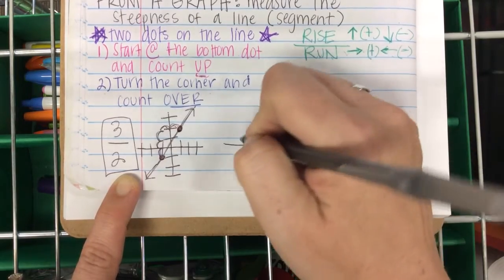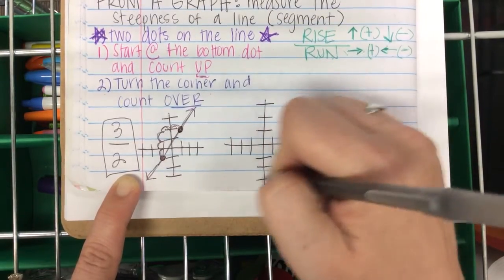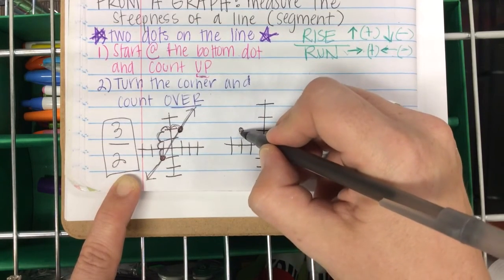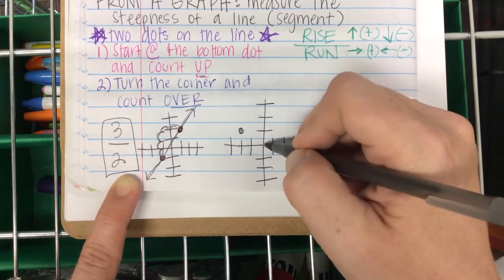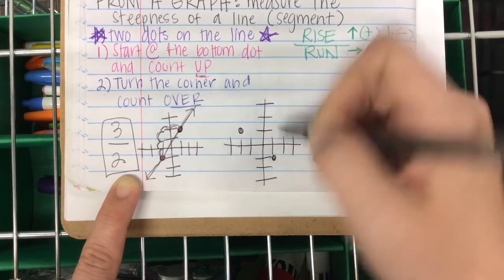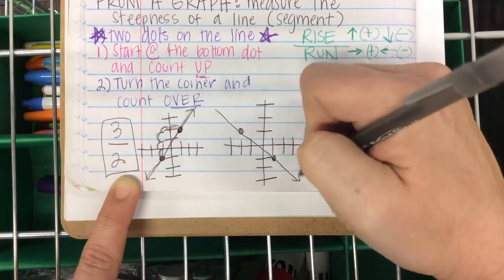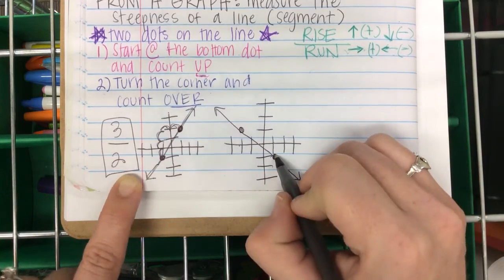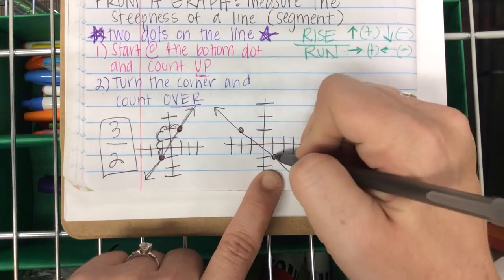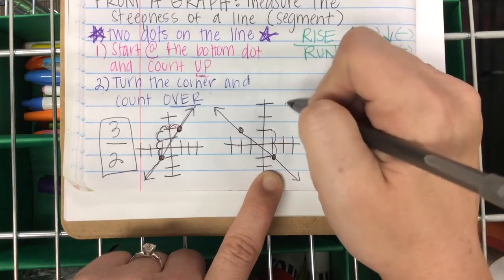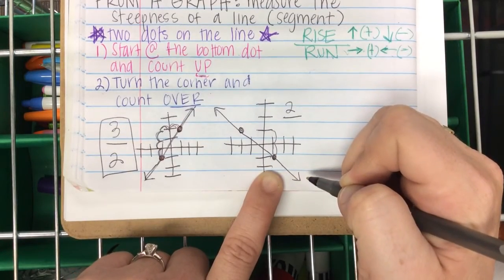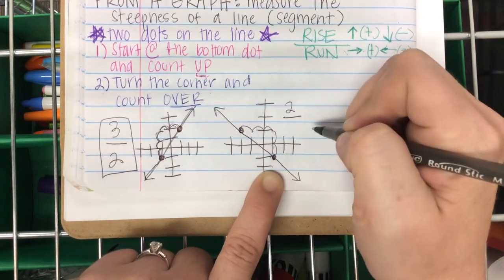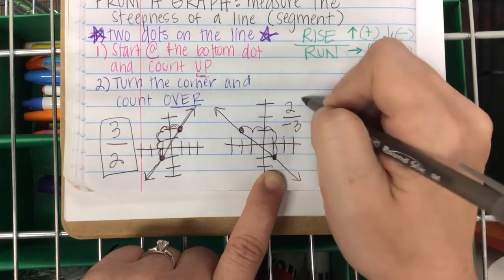1, 2, 3, 1, 2, 3, 1, 2, 3. Go -2, +1. Go 1, -1. Start at the bottom dot. Count up. 1, 2. Count over. 1, 2, 3. But it's not 3, it's -3.